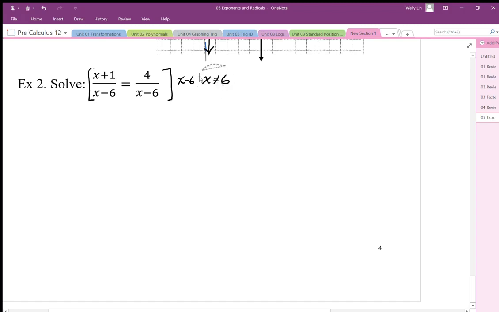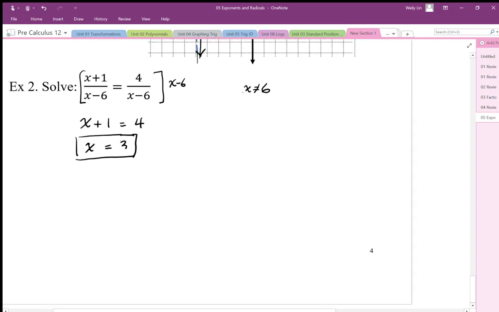I'm going to take that and move that over a little bit. Once I get rid of that common denominator, my equation is actually very simple to deal with. I end up with x equals 3. So my solution for this is x equals 3. Just double check with my restriction. Yeah, it's not part of my restriction, so that solution is perfectly okay. X equals 3.